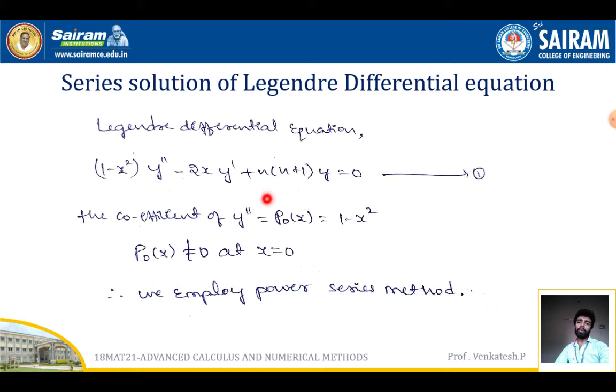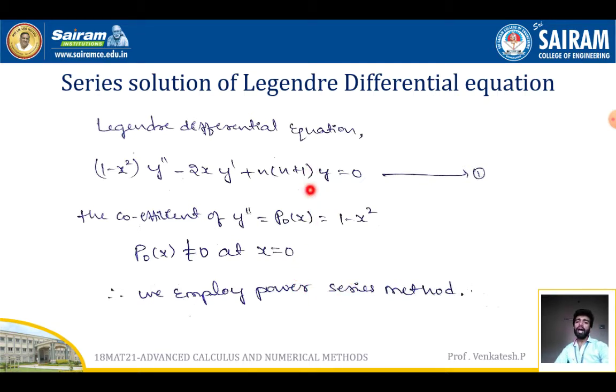Since we have P0 of x is equal to 1 minus x square, I am going to replace x is equal to 0 here. So I will get P0 of 0 is equal to 1. That is, P naught of x will not be equal to 0 at x is equal to 0. Once this condition is satisfied, we can apply the power series method for the equation.